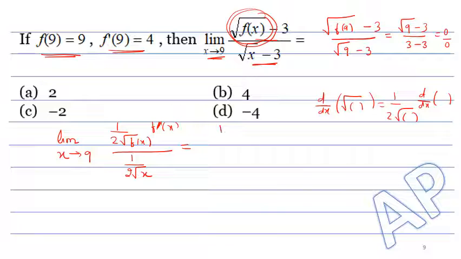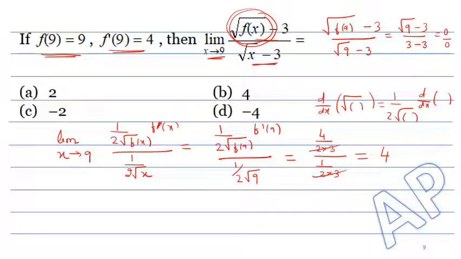Now let us apply the limit. So you will get 1 by 2 root of f of 9 into f dash of 9 divided by 1 by 2 root of 9. So let us substitute the values. F dash of 9 is 4, by 2 into square root of 9, that is root of f of 9 is root 9 which is 3, and divided by 1 by 2 into 3 here. So 2 into 3 and 2 into 3 is eliminated, and I have the answer as 4 here. So option B is the correct choice.